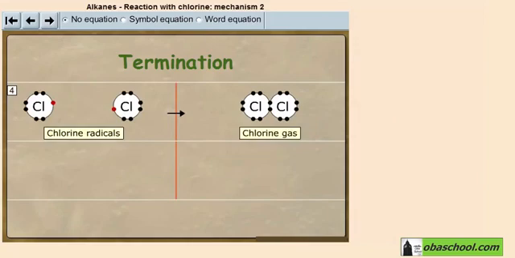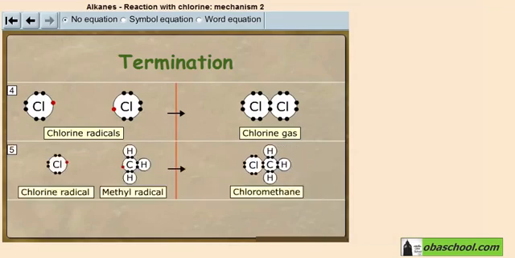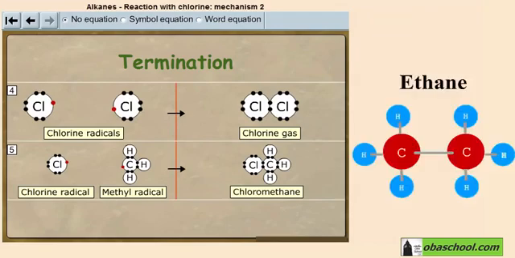So one case is that two chlorine radicals will react to form chlorine gas. In the other case, a chlorine radical will react with a methyl radical to produce chloromethane. And one possibility is that two methyl radicals react to form ethane. So as we have noticed, when two radicals react, they form molecules, and thus there is no production of new free radicals, so the reaction will be over.